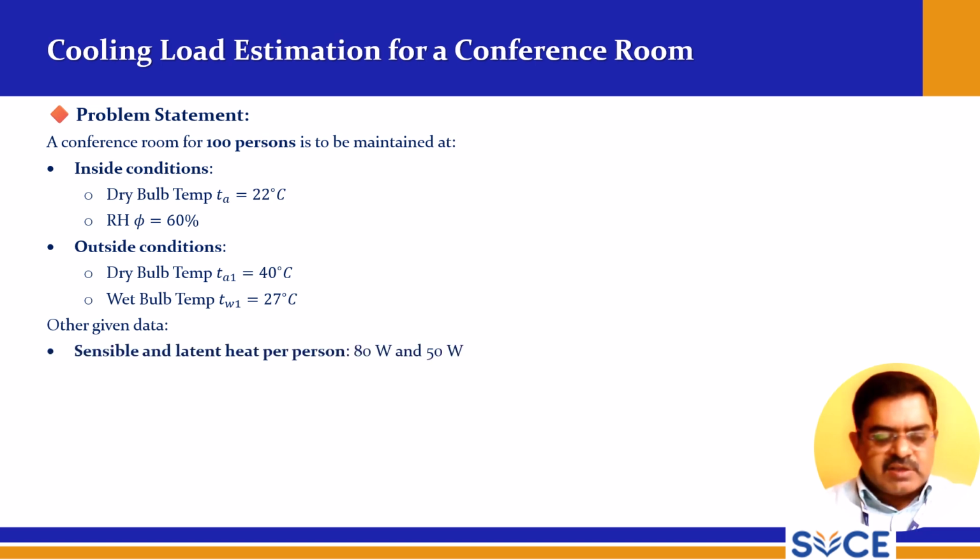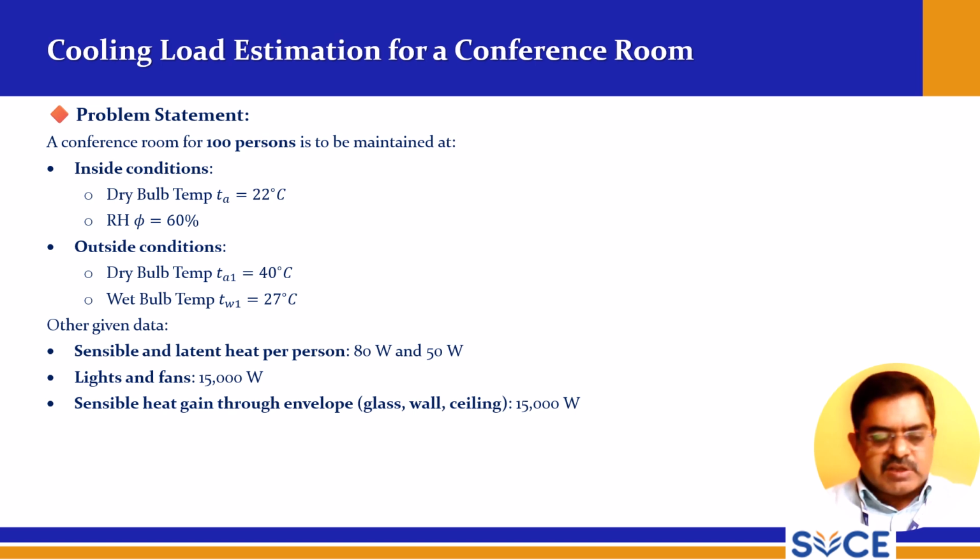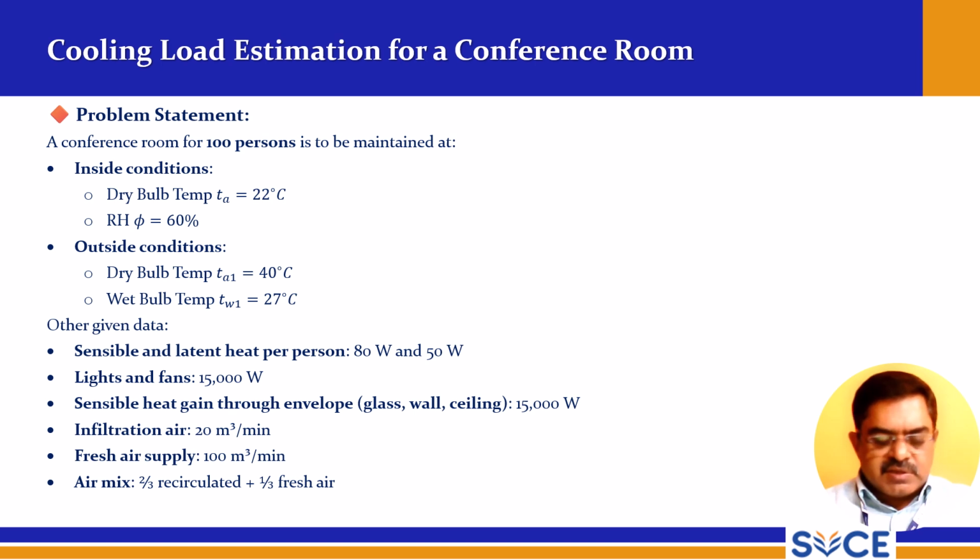Other given data: sensible and latent heat per person is 80 watt and 50 watt respectively, lights and fans 15,000 watts, and sensible heat gain through the envelope, that is glass, wall and ceiling, is 15,000 watts. Infiltration air is also present, that is 20 meter cube per minute, and the fresh air supply is 100 meter cube per minute. Air mix is 2/3 recirculated plus 1/3 fresh air. The bypass factor of the cooling coil is 0.1.